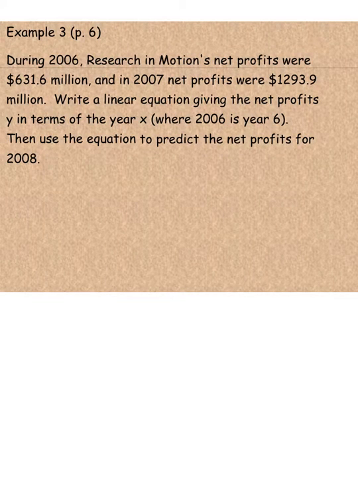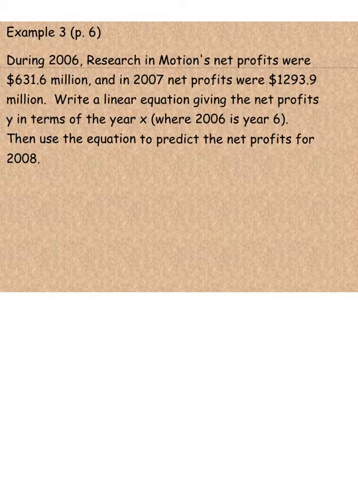Section 1.1, lines in the plane, day 2. Here we have an example word problem. During 2006, Research in Motion's net profits were $631.6 million, and in 2007, net profits were $1293.9 million. Write a linear equation giving the net profits in terms of the year x, where the year 2006 is year 6, and then use the equation to predict the net profits in 2008.